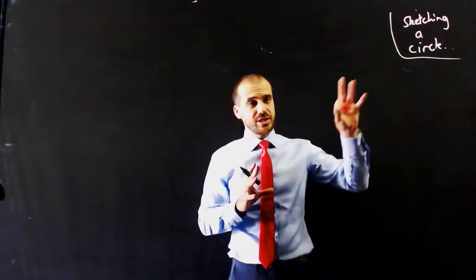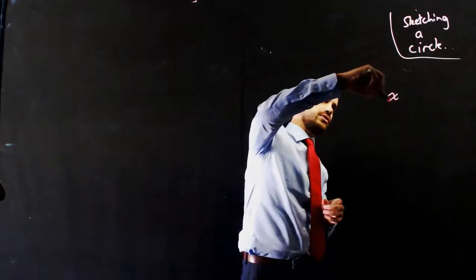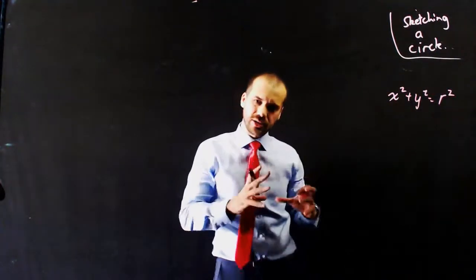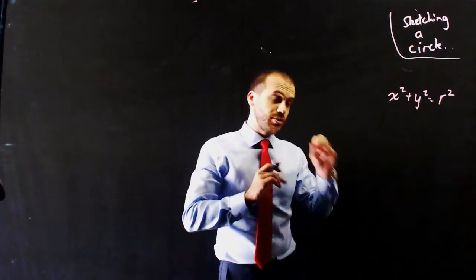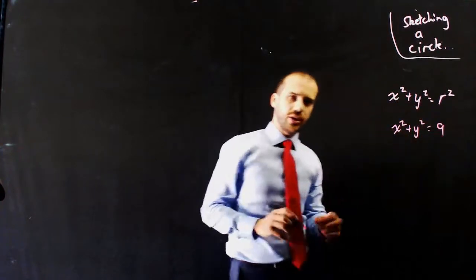In this video, I'm going to be sketching a circle on the Cartesian plane. Now, you already know the equation of a circle is x squared plus y squared equals r squared, where r is going to be the radius of the circle. So, for example, x squared plus y squared equals 9.